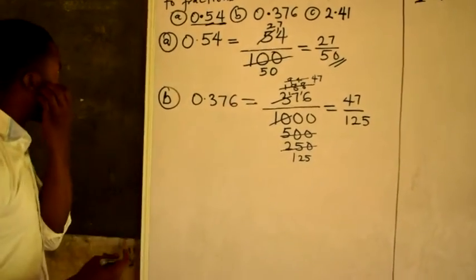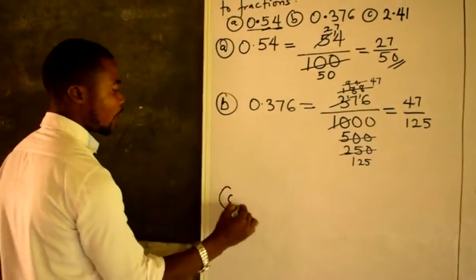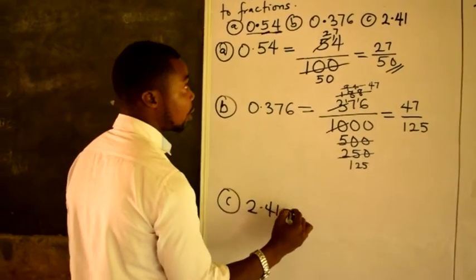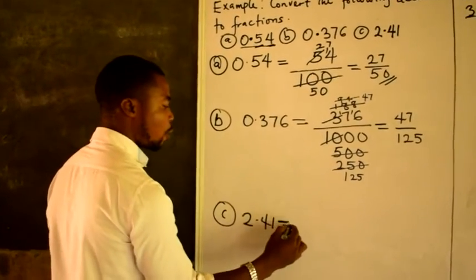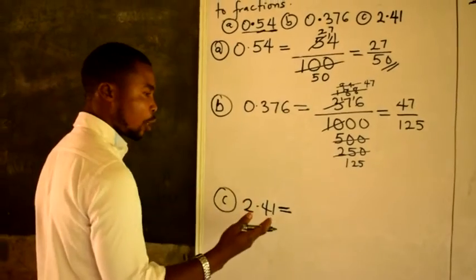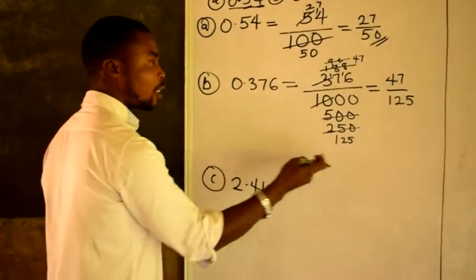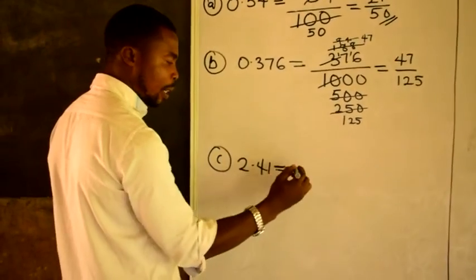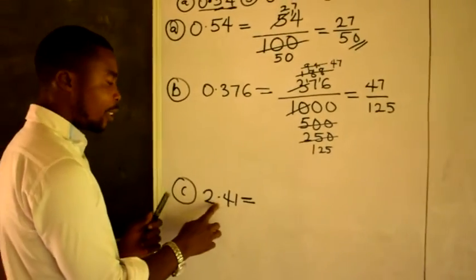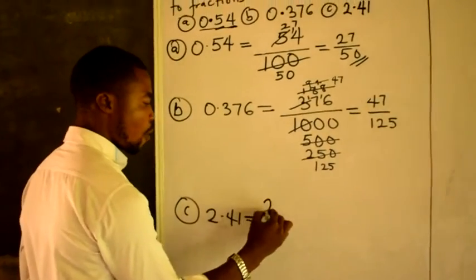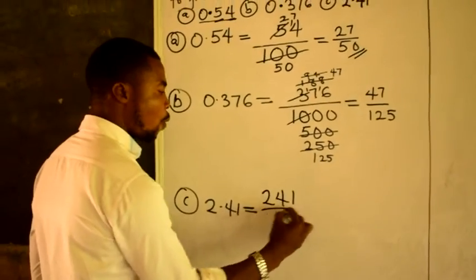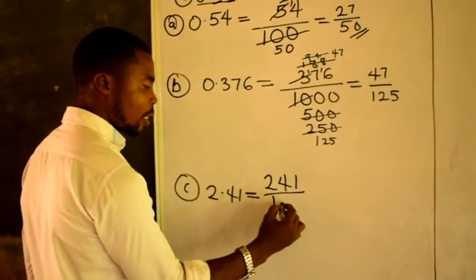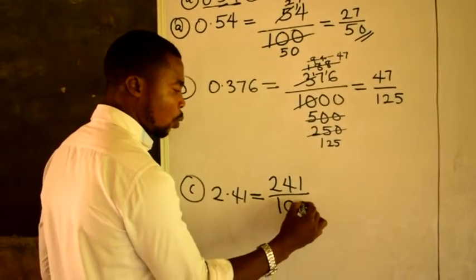Let's take a look at the last example, which is 2.41. We want to convert 2.41 into a fraction. This is a decimal, and we want to convert it into a fraction. So the first thing is you write out the complete number without the decimal point, which is 241, over how many decimal places? 1, 2. 2 decimal places. So you are adding 2 zeros.